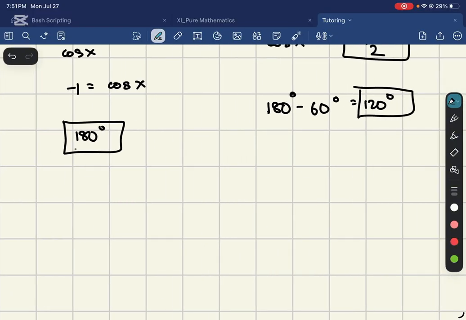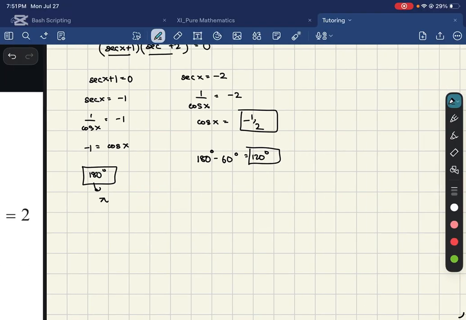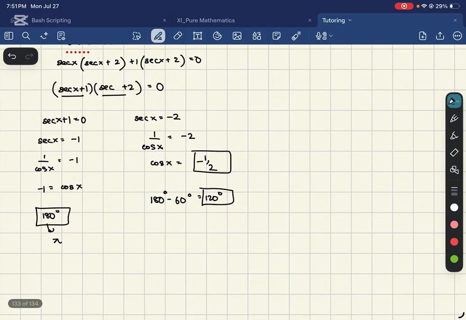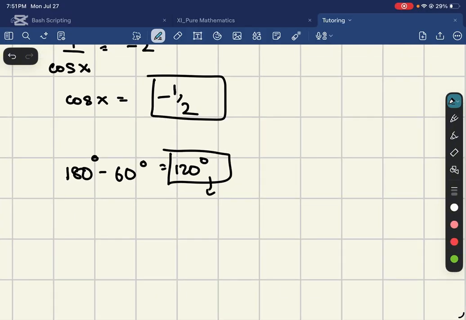So pi has to be a solution. Let's see, are we missing any solutions? 120 degrees is 2 pi by 3.